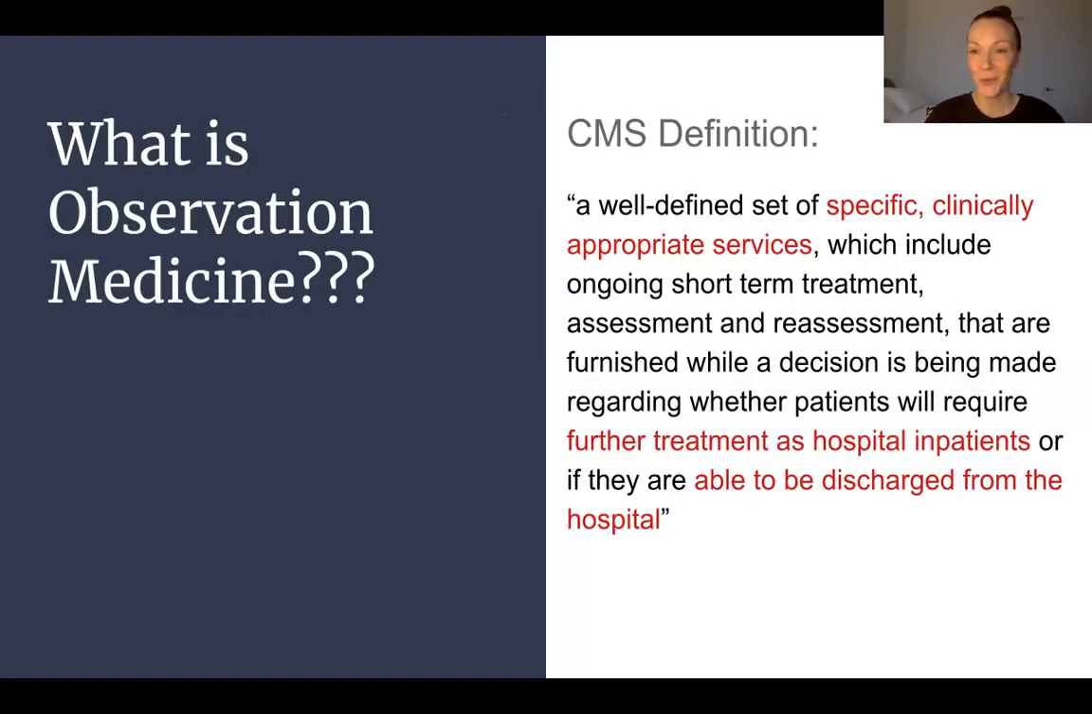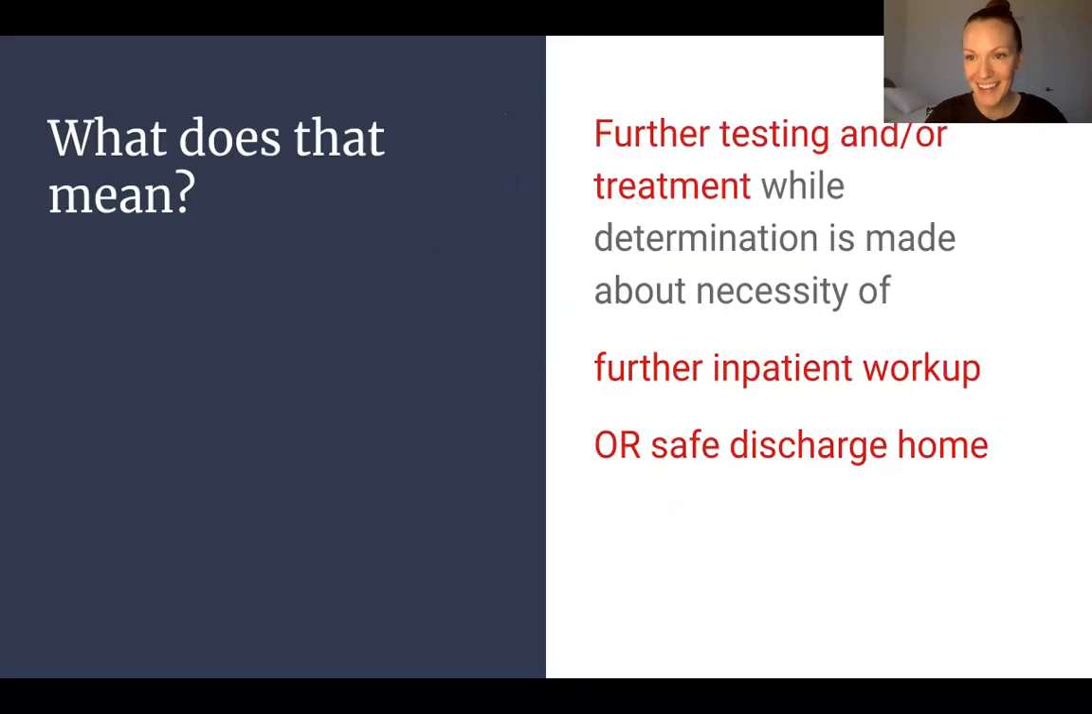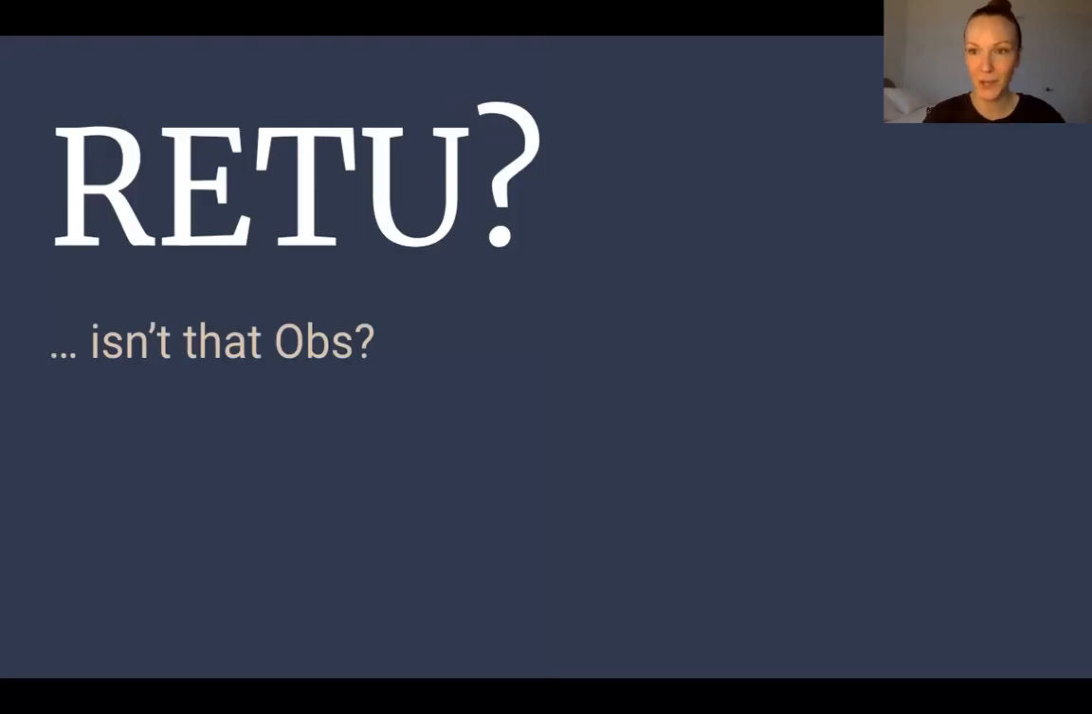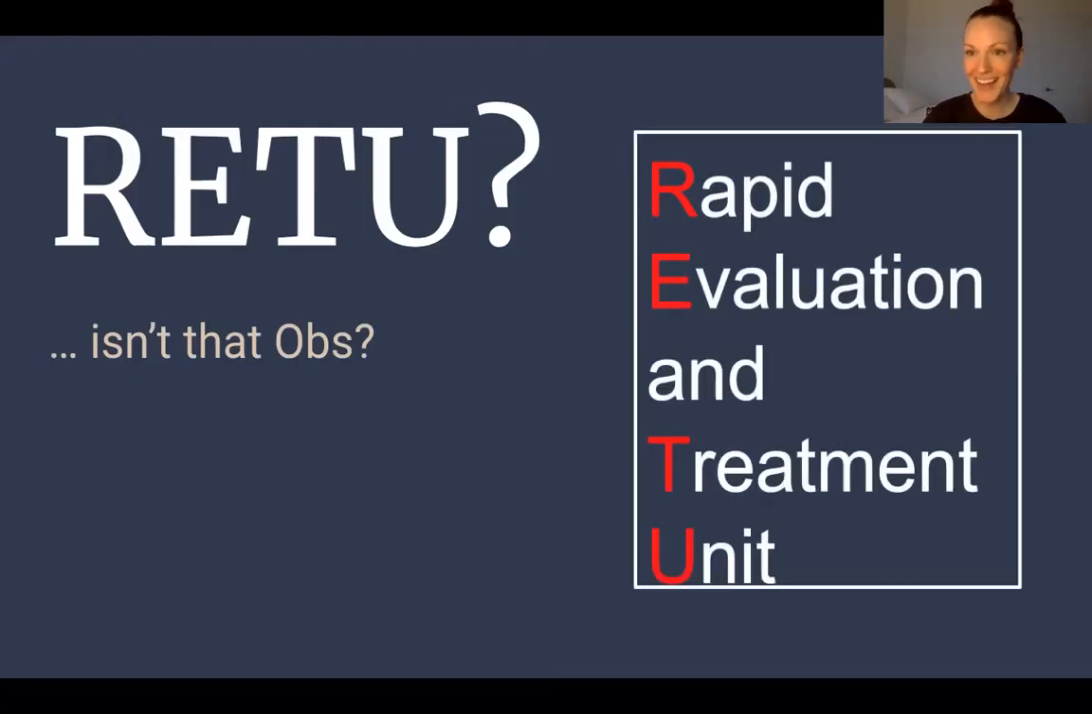All right. So what is observation medicine? CMS has a definition that is a well-defined set of specific clinically appropriate services. It's really long. We're going to skip ahead. Pretty much it's further testing and/or treatment while a determination is made to decide if a patient needs to be admitted to the hospital for further workup or if they can be safely discharged home. So it's kind of that in-between space. RE2 is observation. For those that may not know, maybe from the emergency room, RE2 means Rapid Evaluation and Treatment Unit. It's just a fancier way of saying the observation unit.